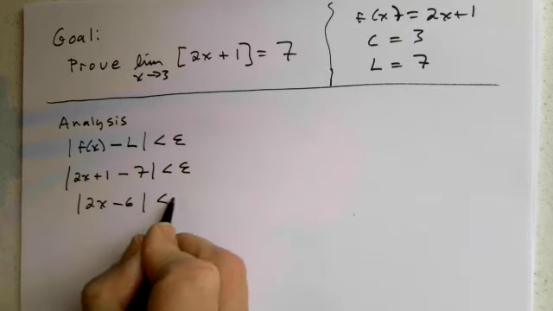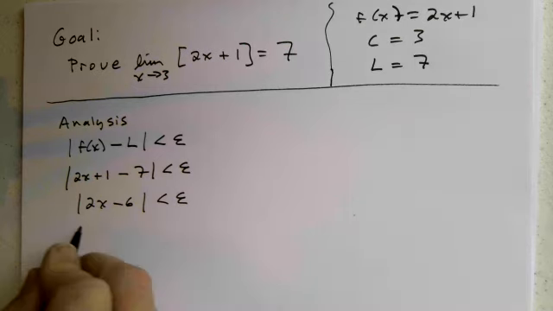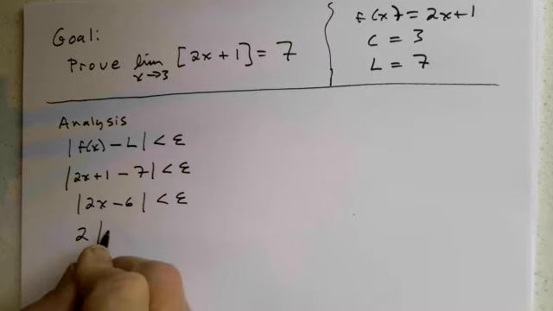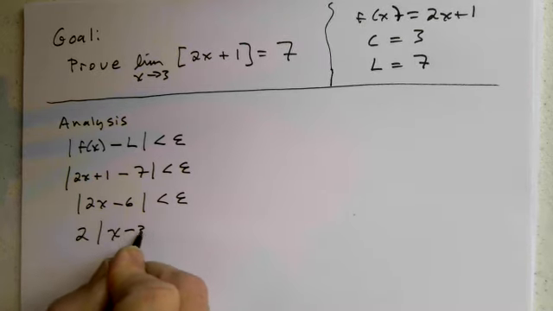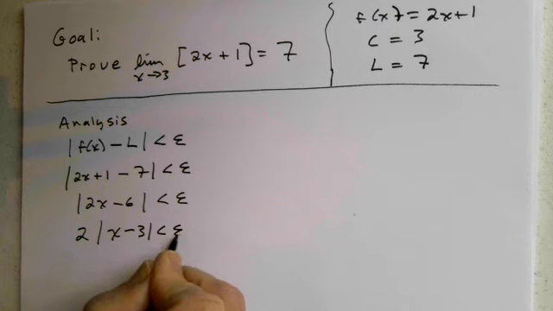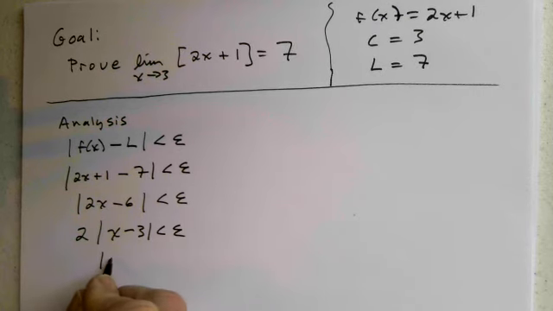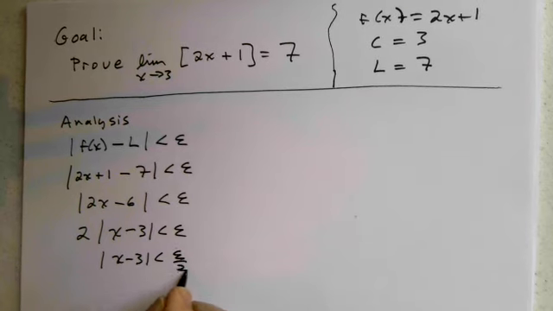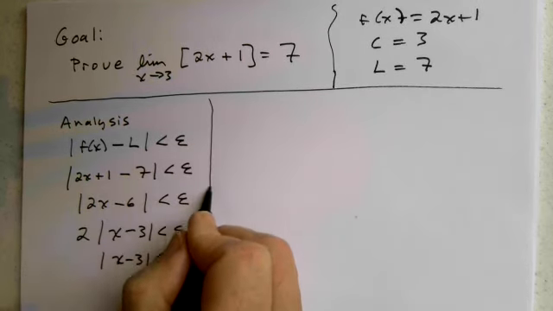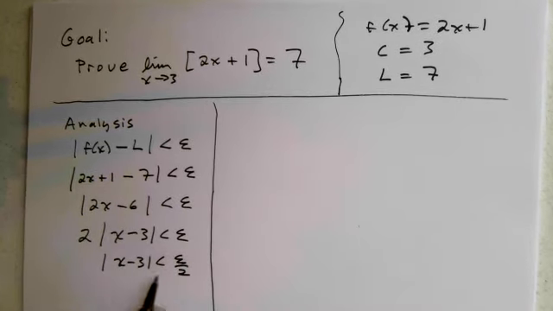Absolute 2x minus 6 is less than epsilon. Factor out the 2. 2 times absolute x minus 3 is less than epsilon. Now I get absolute x minus 3 is less than epsilon over 2. And that completes my analysis. And now I'm ready to write the proof. Because that is the key idea right there.